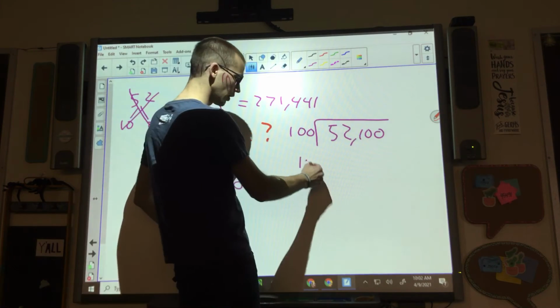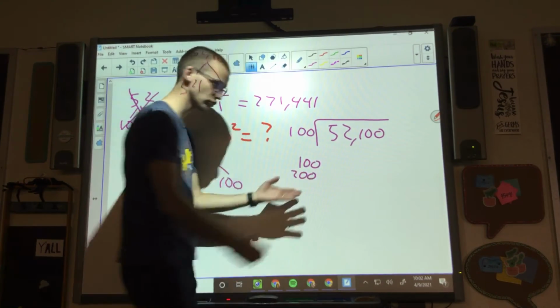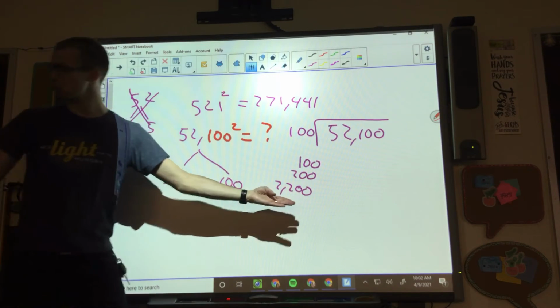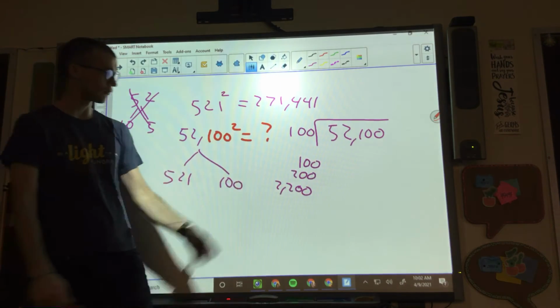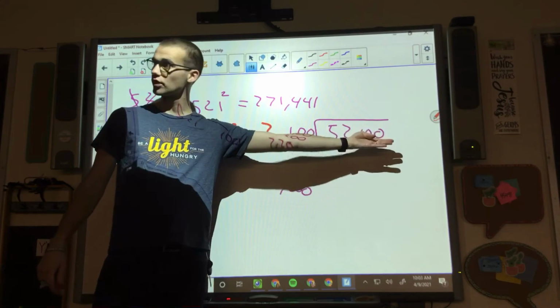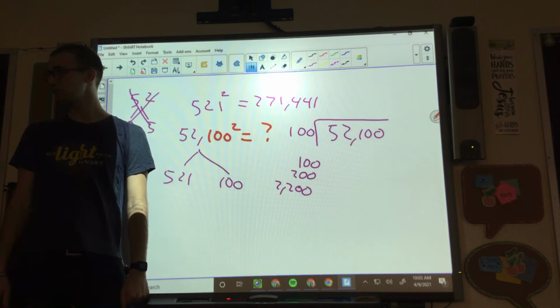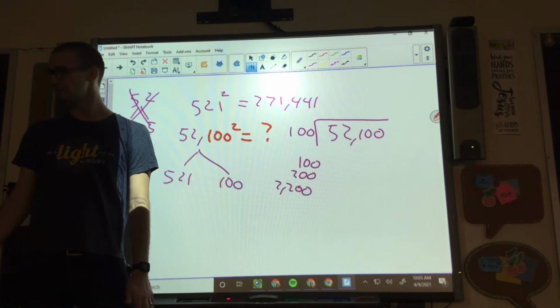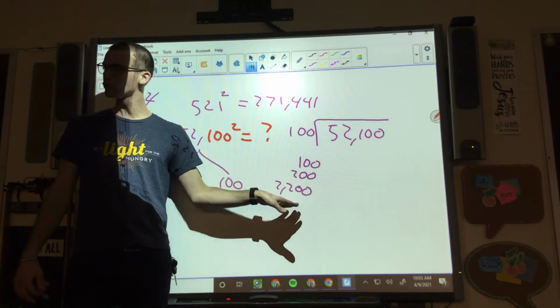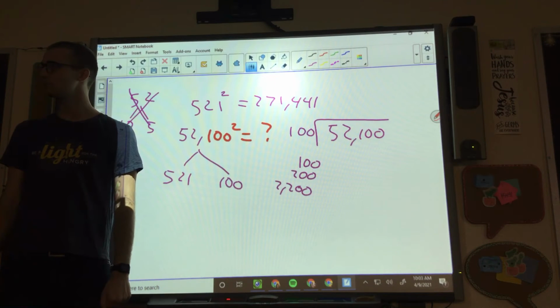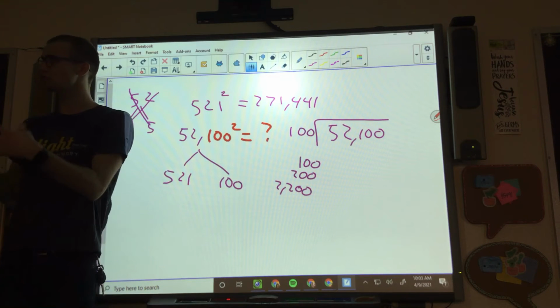I can add up 100, 200, that's 2 hundreds; 2,200, that's 22 hundreds, yes? So 52,100 would be 521 hundredths, yes? Yes, it is. Well, if this is 22 hundreds, how is this not 521 hundredths? Why are you saying hundreds? Because I'm counting up the hundreds that are in it.